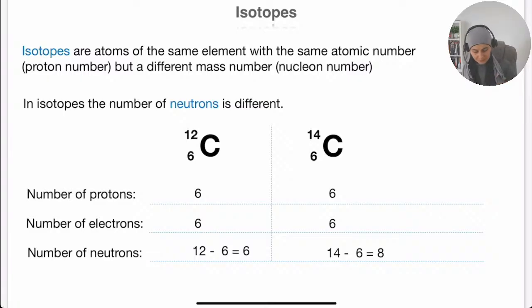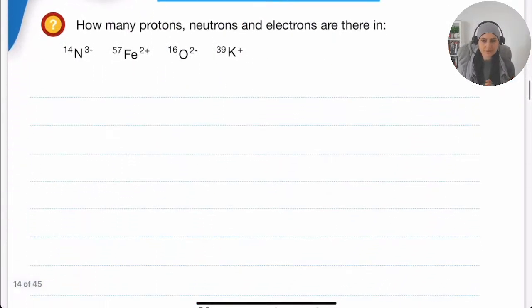How do we know it? Well, because they have an equal number of protons. Electrons, we don't really care about electrons for isotopes, but they have a different number of neutrons. This one has 12 minus 6, so 6. This one has 14 minus 6, which is 8. So same number of protons, different number of neutrons. Okay, I hope that's fine.